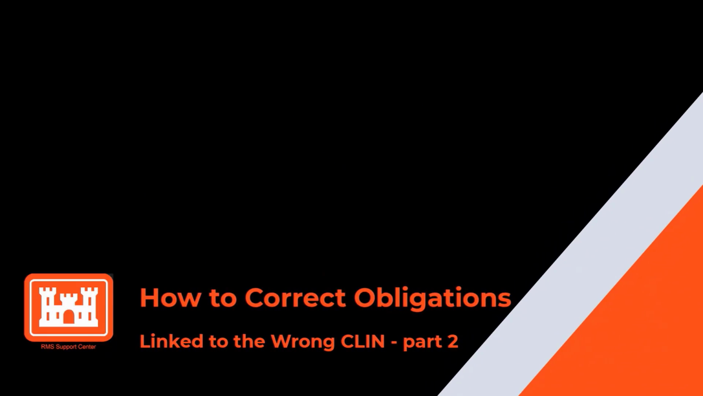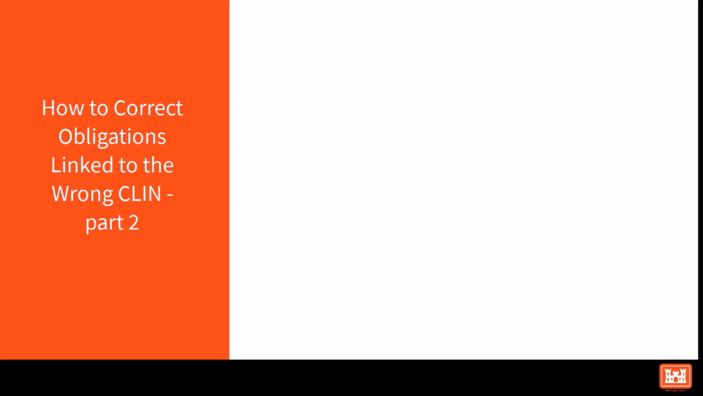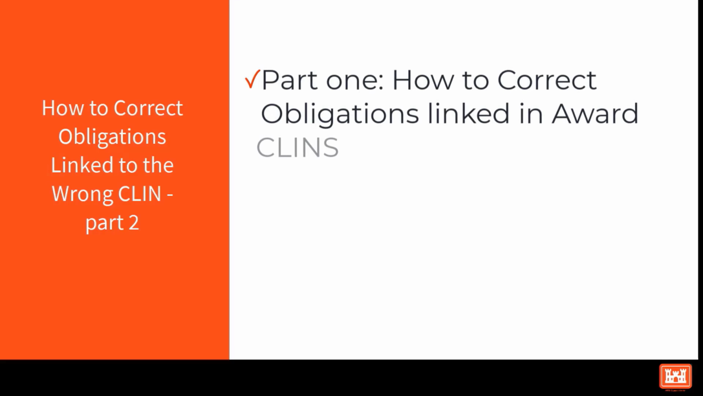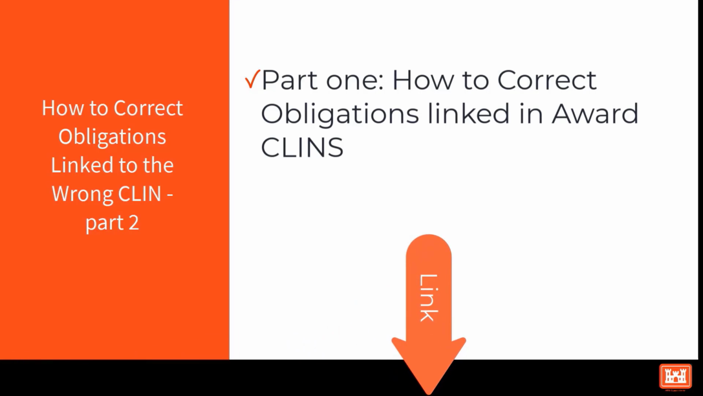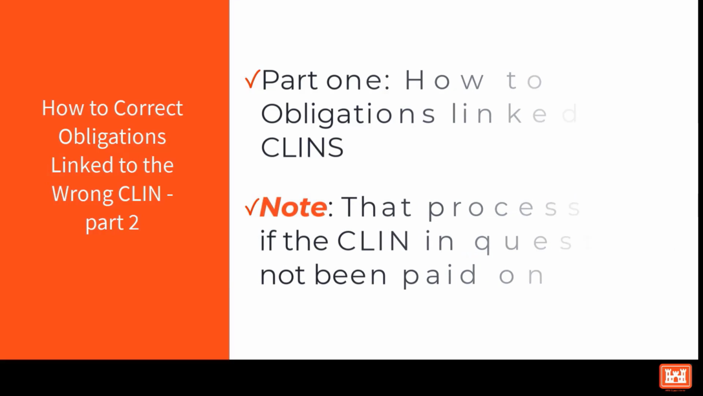Our topic for this lesson is correcting obligations linked to the wrong CLIN in a modification, Part 2. In Part 1, we discussed how to correct award CLINs linked to the wrong obligation. For instructions on how that is done, please see the link in the description box below. Just as a reminder, that process only works if the CLIN has not been paid on.